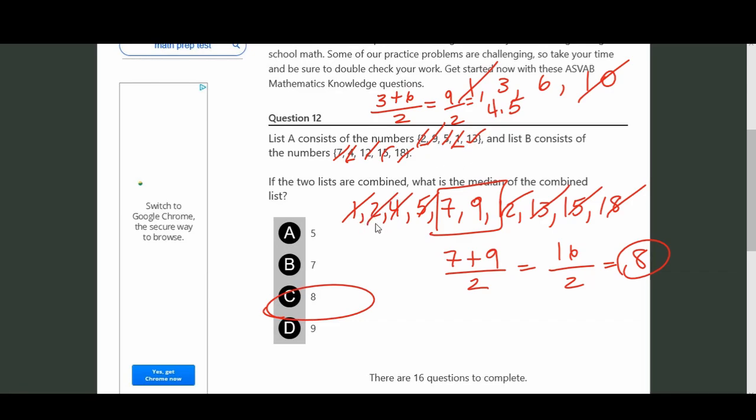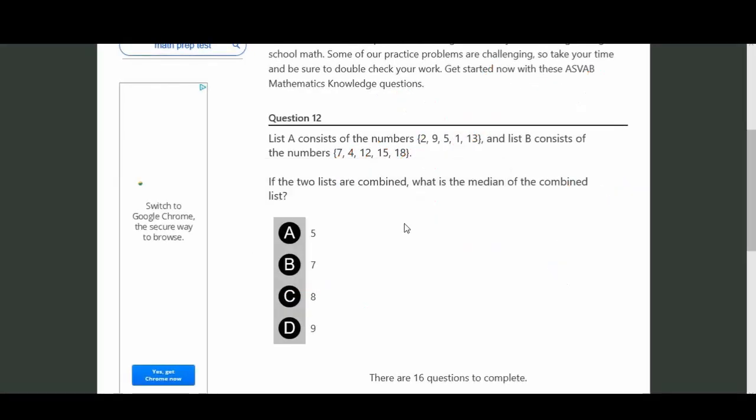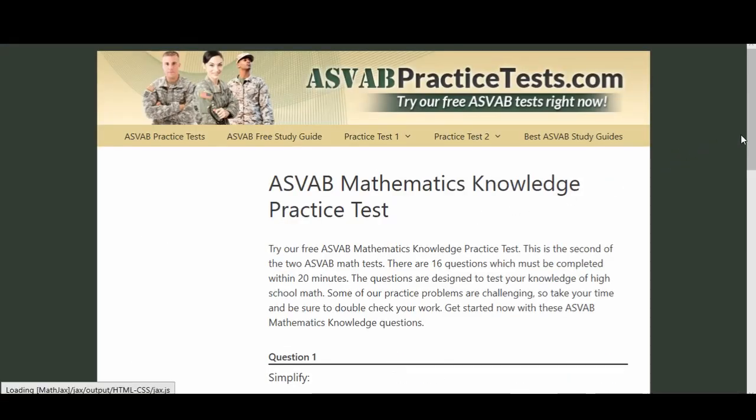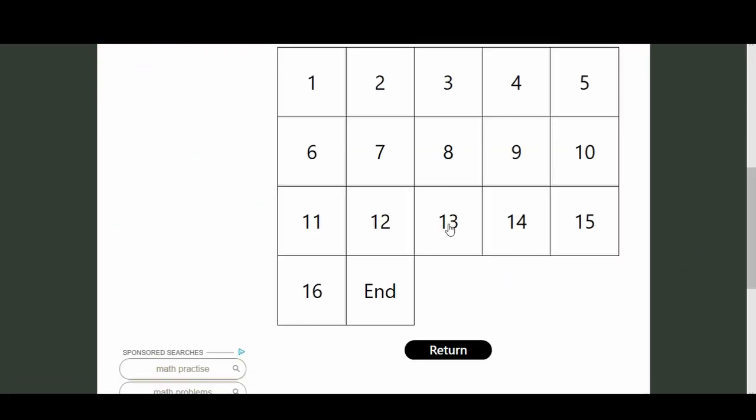Again, we combine the list into one big list. Again, we can call this list C if we wanted to. And then we just crossed 1 off at each end until we got the last 1 or 2. In this case, we had 2, so we had to find the average by adding them up and dividing by 2. Okay, let's go ahead and move on to number 13.